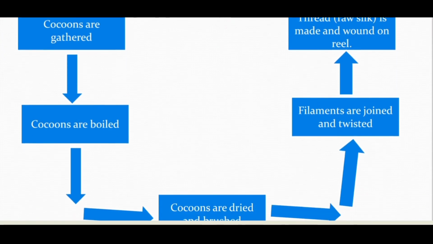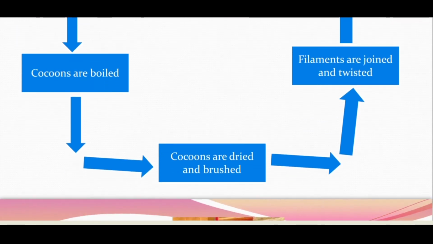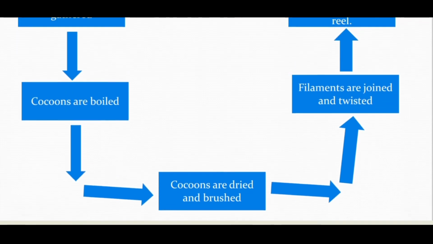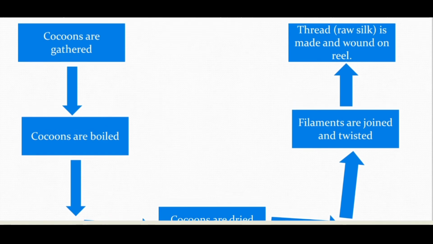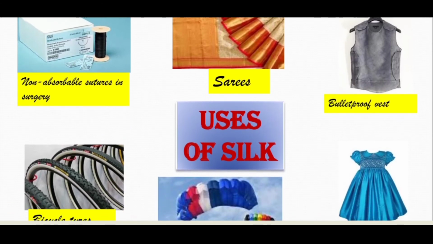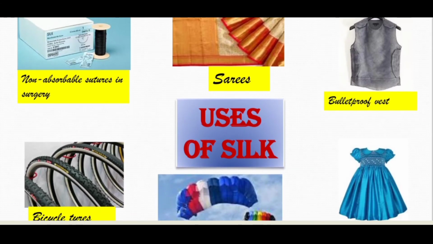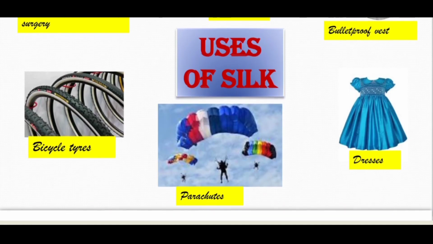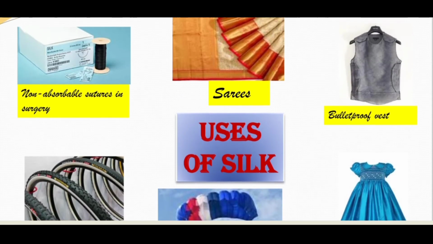Cocoons are gathered, boiled, dried and brushed, filaments are joined and twisted, thread is made, and raw silk is wound on the reel. Now let's check out some uses of silk. We can use silk in making saris, bulletproof vests, dresses, parachutes, bicycle tires, and even non-absorbable stitches in surgery.